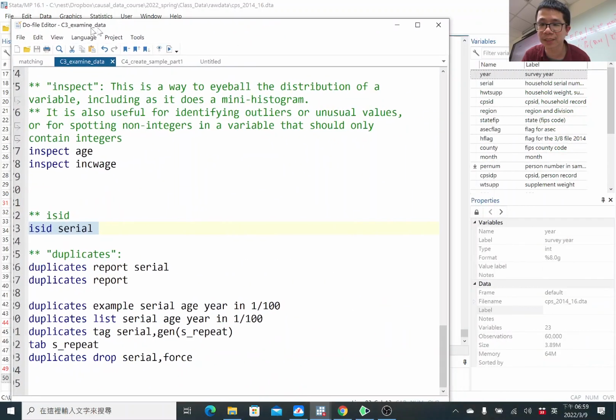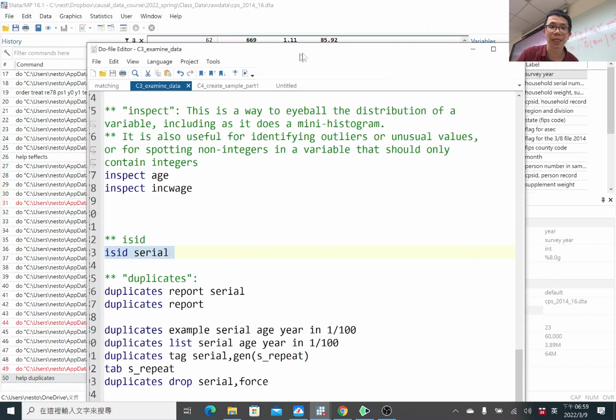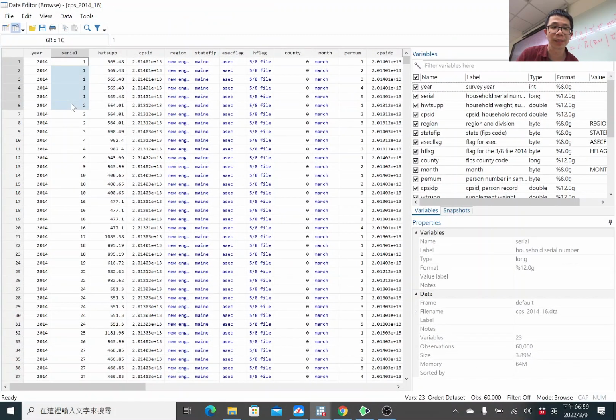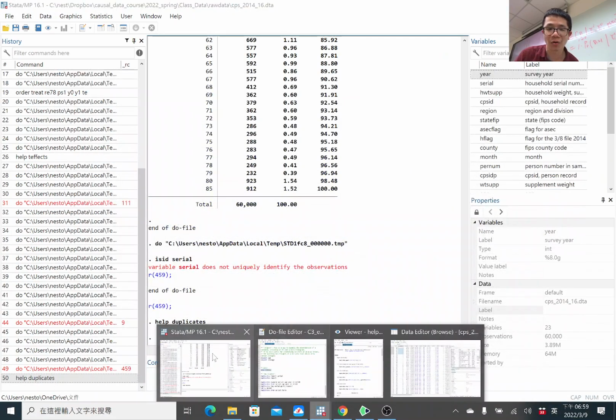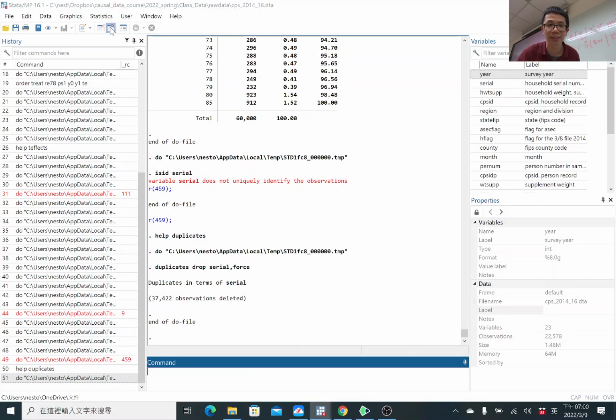So originally the data set is 60,000 observations and it's individual-level data. But now we want to keep just one observation per household. So we can use duplicate drop based on household ID. That will keep only one observation per household ID. If you do that, it will make the data look like this.